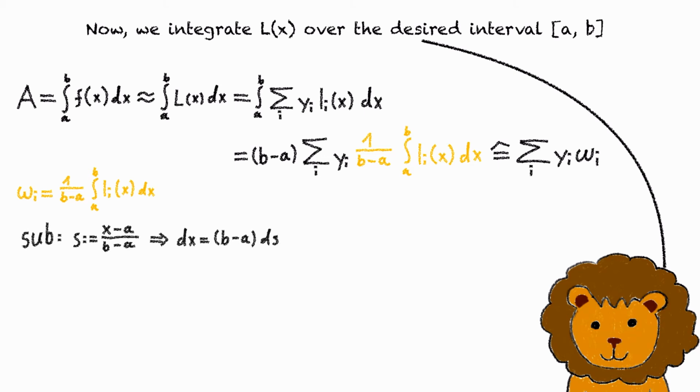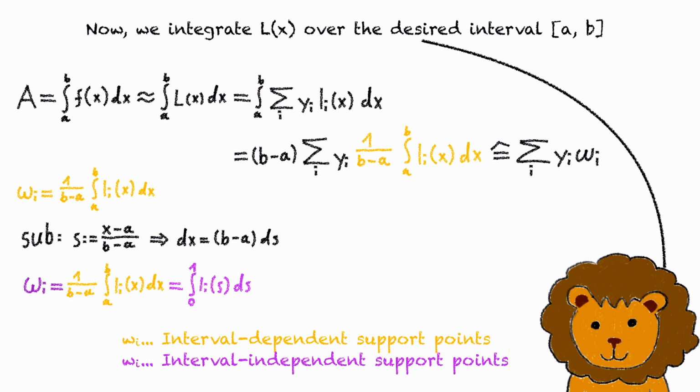Suppose the substitution s defined as x minus a over b minus a. The resulting differential dx is then equal to b minus a times ds, with s being in the interval 0 to 1. Applying this substitution to our weights cancels not only the dependence on a and b, but also the term 1 divided by b minus a we introduced in the calculation above. We now finally arrive at a general, interval-independent term for the weights omega i. With this, we can now very elegantly derive the Newton-Cotes formulas.